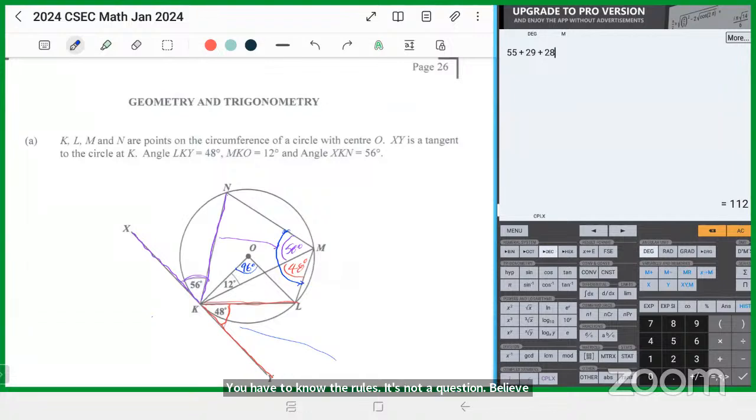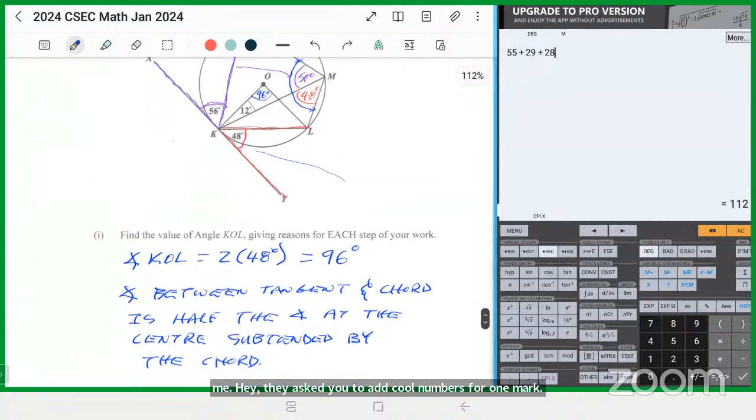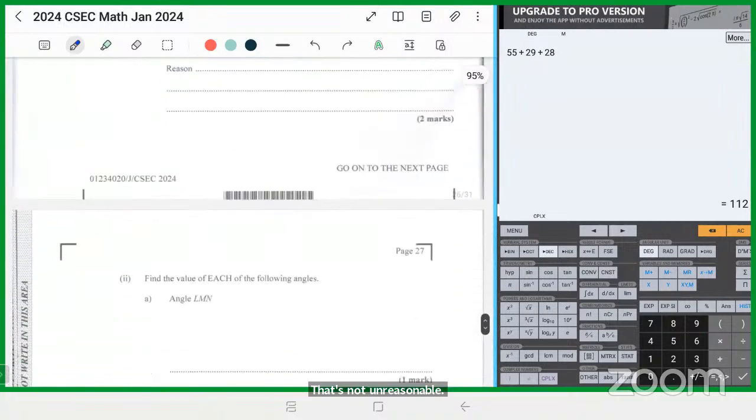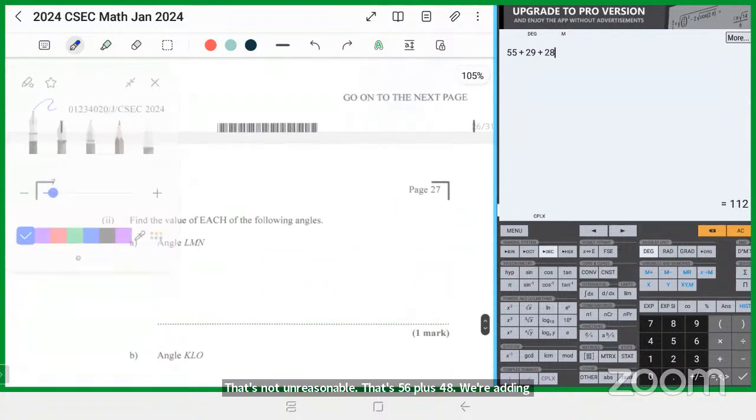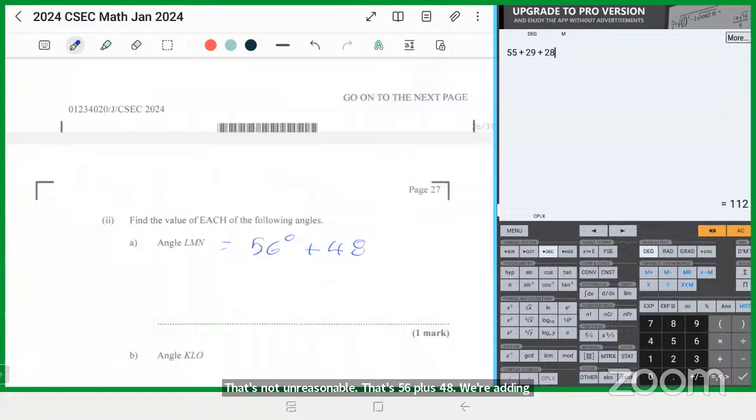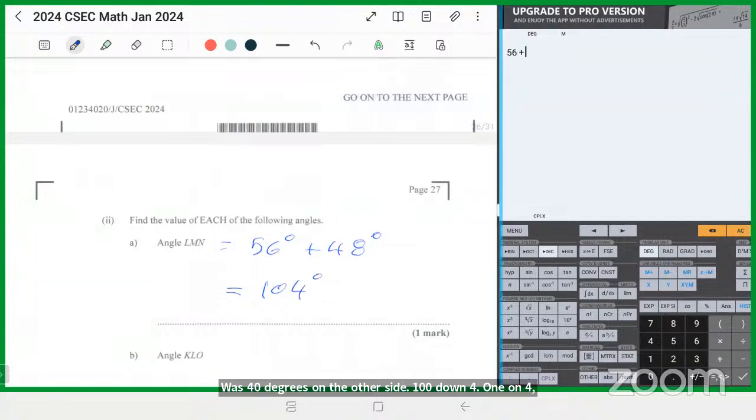So they're asking you to add 2 numbers for 1 mark. That's not unreasonable. That's not a lot of work. That's 56 plus 48. We're adding them. This equals 56 degrees on one side plus 48 degrees on the other side. How much does that work out to? 104. Make sure: 56 plus 48. My brain is tired. 104.